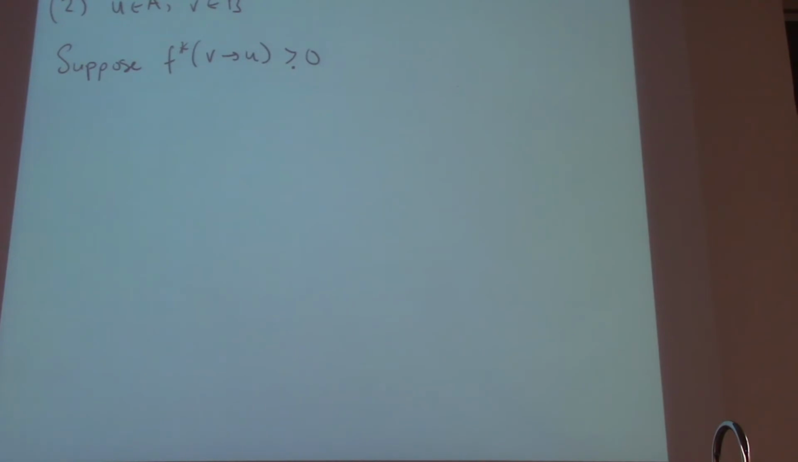What does that mean? Well, let's draw an edge. There's an edge from V to U. So this is V, this is U, as before. And there's an edge from V to U. And this is flow F star. We don't know its capacities, but its flow is F star.